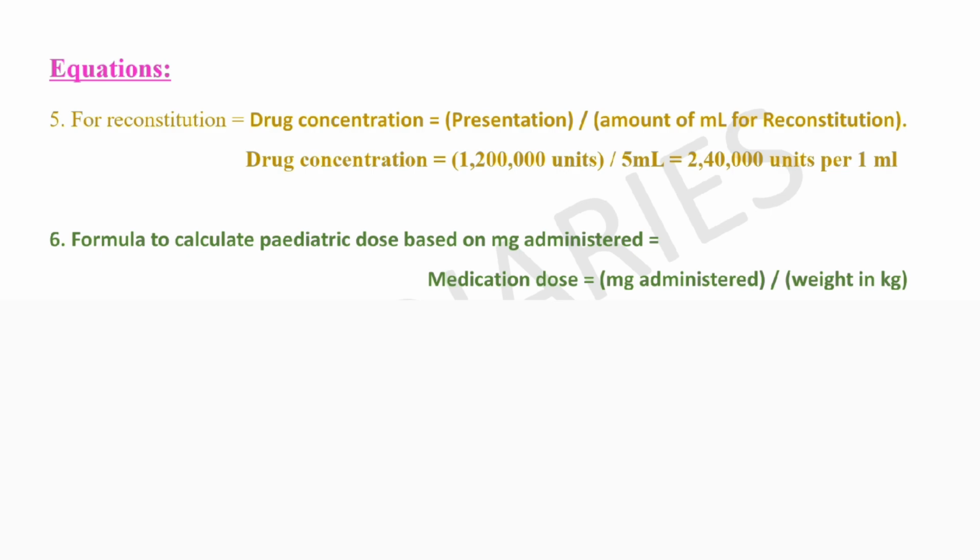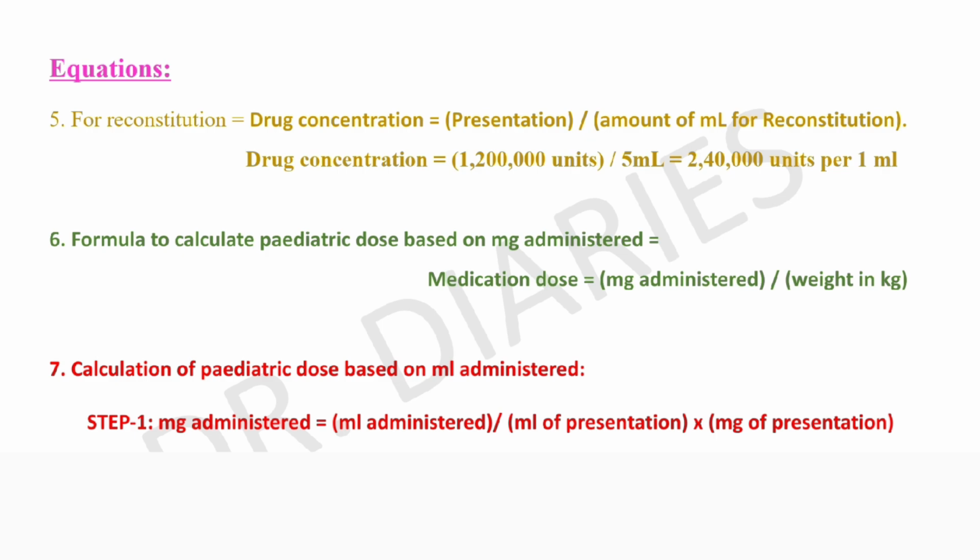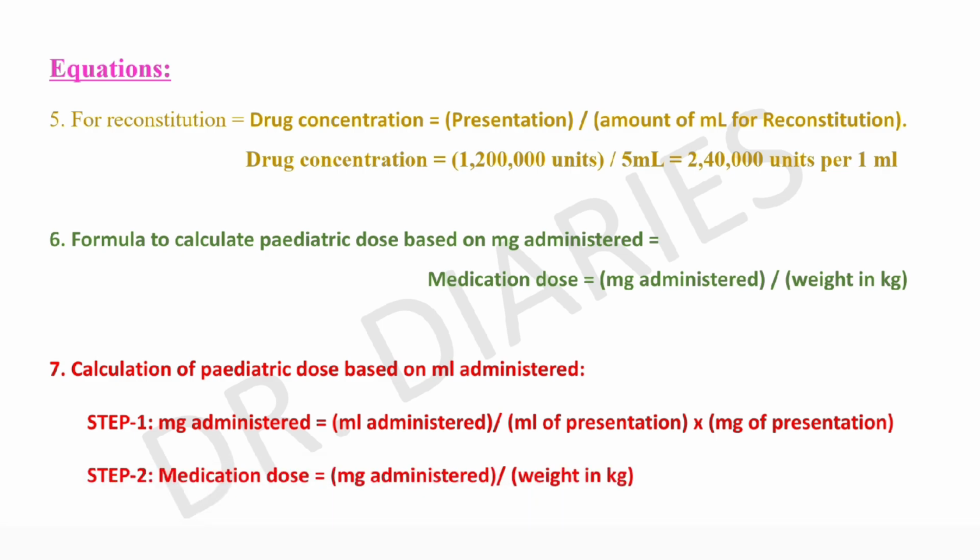Formula to calculate pediatric dose based on the milligram administered, which is equal to the medication dose administered in milligrams divided by weight in kilograms. Step 1 is milligram administered, which is calculated by milliliter of presentation multiplied by milligram of presentation. Step 2 is medication dose, which is calculated by milligram administered divided by weight in kilograms. All these formulas need to be memorized for us to further understand the dose calculations. Let us now understand with the examples.